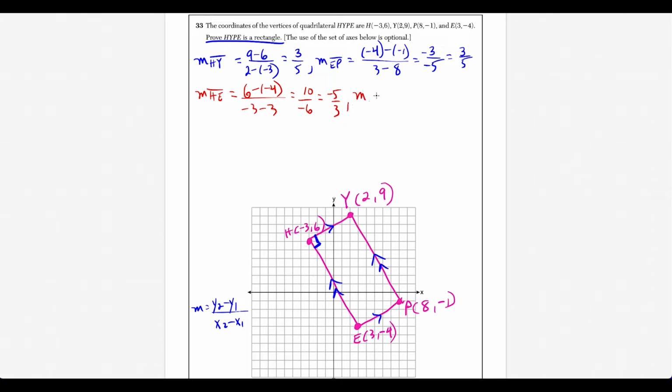And now we have the slope of the last line here. We went from H to E. Now we're going to go from Y to P. So the slope of YP equals 9 minus -1 divided by 2 minus 8. And this one here is going to simplify to 10 over -6, which also reduces to -5/3. So now we just have to summarize all this. We could say that these two line segments are parallel because their slopes are equal. And we could say that these two line segments that I've indicated in red here are also parallel because their slopes are equal.